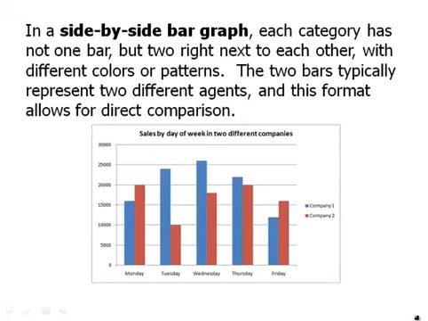So notice Company 1 has its best sales on Wednesday. Company 2 seems to be following a different pattern. It's peaking on Monday and Thursday. And in fact, at the ends of the week, when Company 1 has low sales, Company 2 outsells Company 1 on both Monday and Friday. So very interesting patterns here.